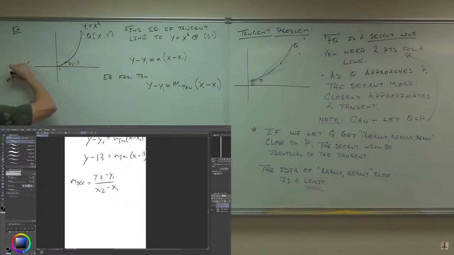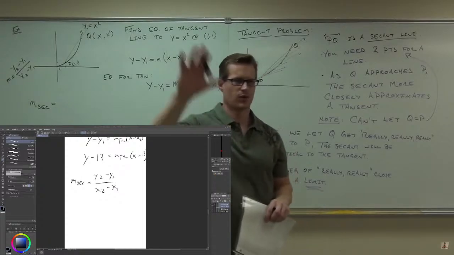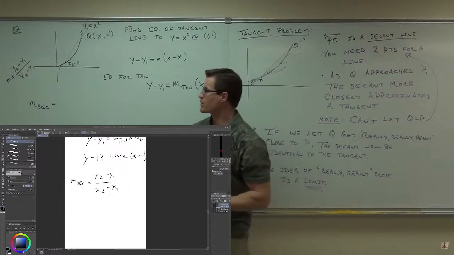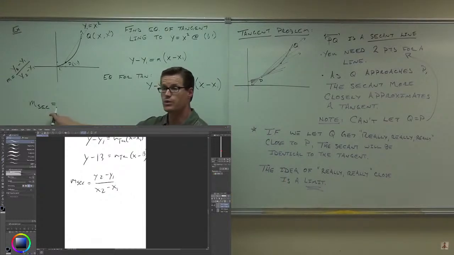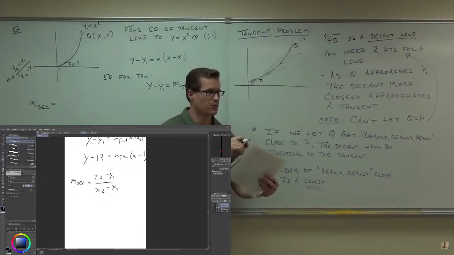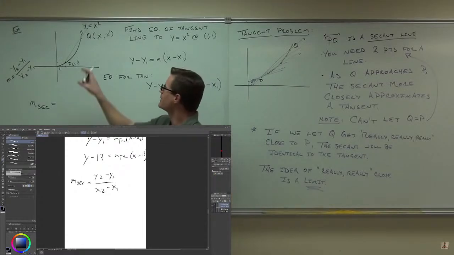So y2 minus y1, over x2 minus x1. Do you follow? How many people feel okay with this so far? Just slope formula. What we're going to do, we're now going to find the slope of our secant. We've got the secant on the board, right? The slope of the secant will be the slope from points P to Q. Agreed?